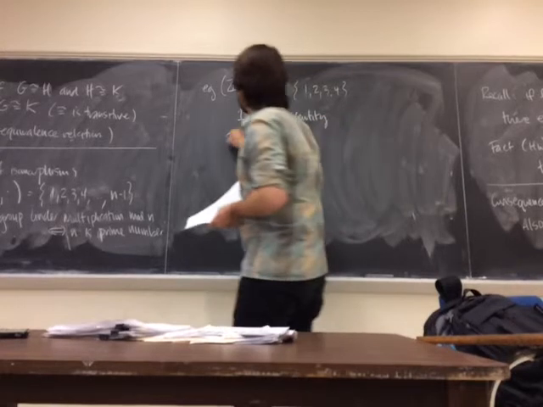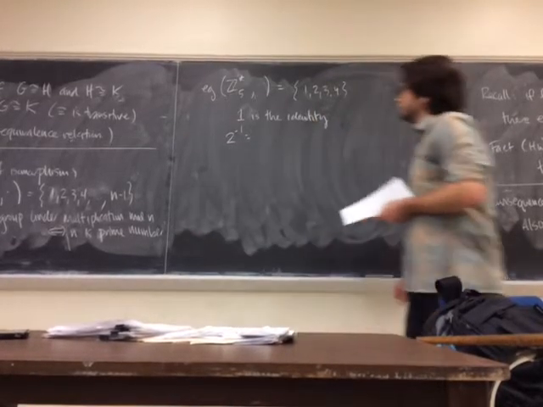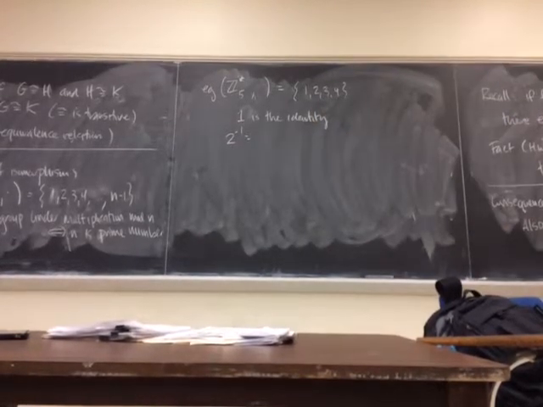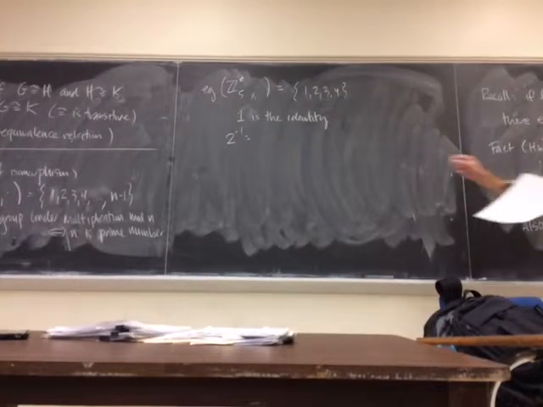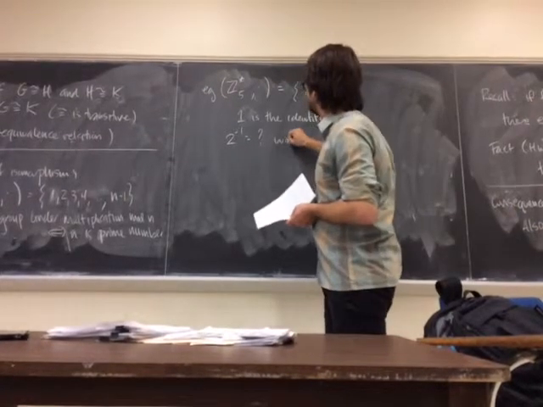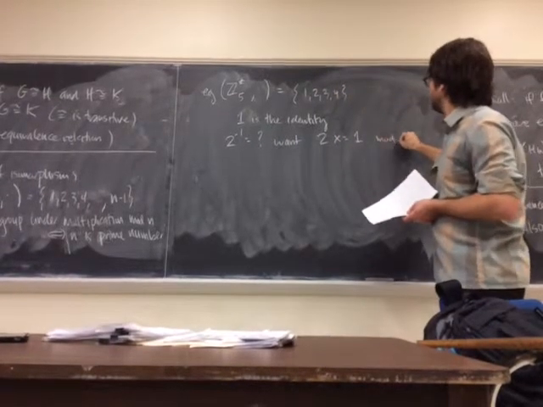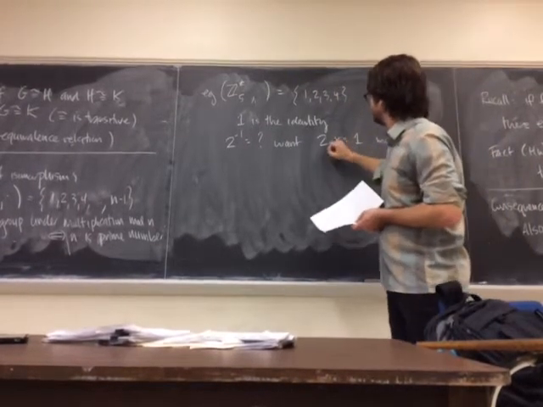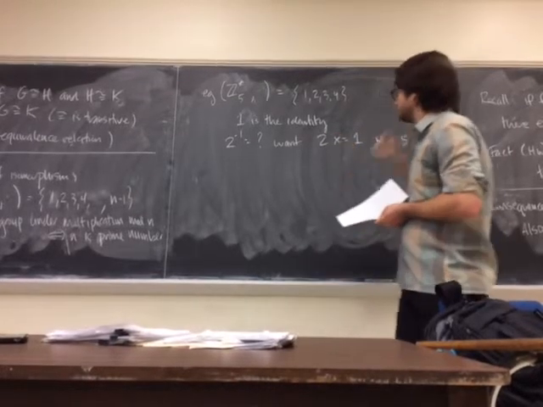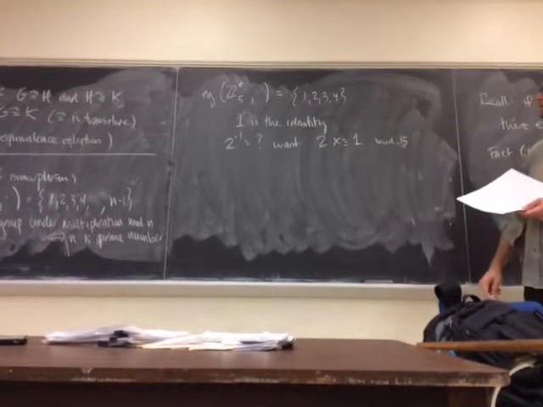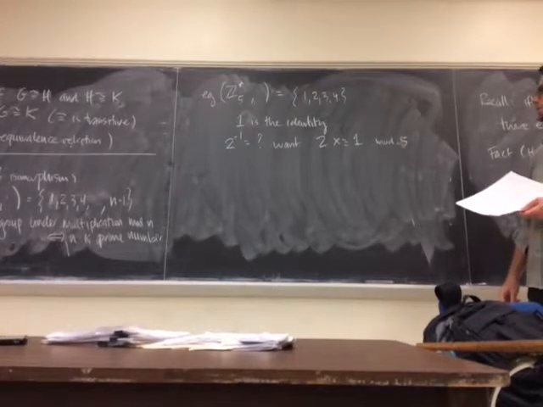I don't know, what's 2 inverse? What's the thing that multiplies 2, right? We want 2 times x to be equal to 1 mod 5. So what is x? 3, right?